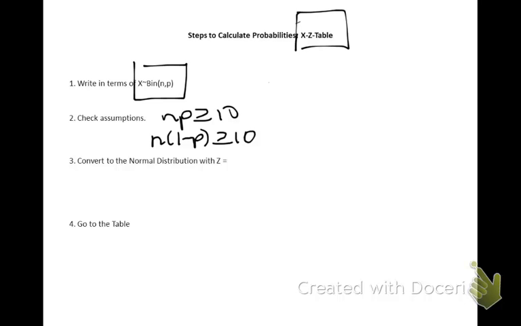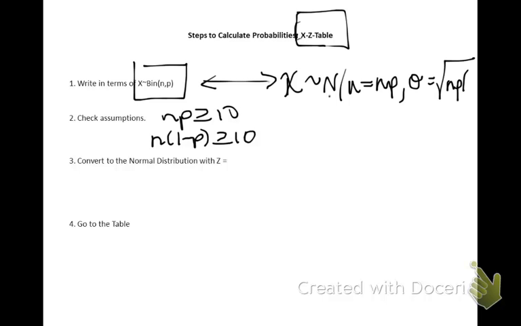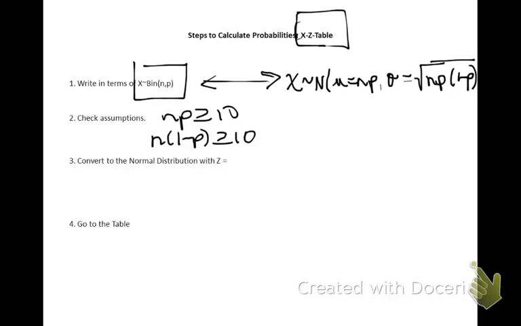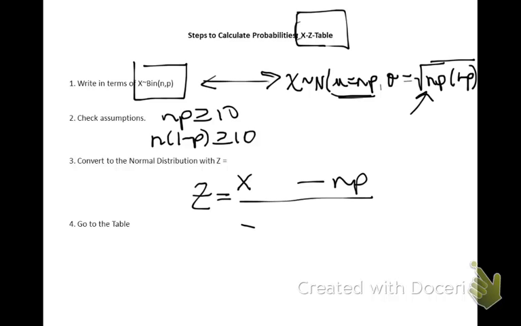After this, you'll be ready to leave the x case and convert to the z distribution. To do this conversion, you need to remember that if x is binomial, you can also say that x is normal with parameters mu equal n times p and sigma equal the square root of np times 1 minus p. So when setting up the z-score, we're going to take an observation little x and subtract off the mean, np, and divide by the standard deviation, the square root of np times 1 minus p.